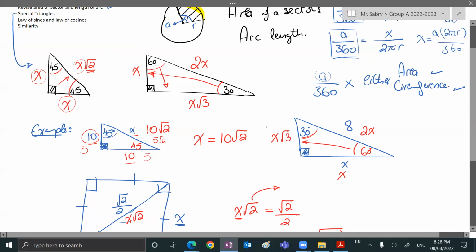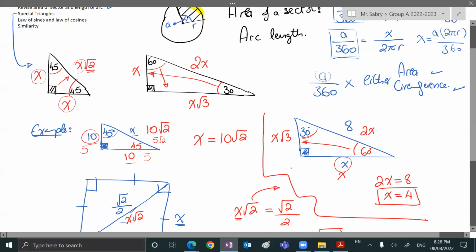So what am I given now? I'm given that 2x is equal to 8. If I need to find x, this means it will be equal to 4. So what's wanted? Is it this side? Then it's 4. If I want this side, it will become 4 root 3.